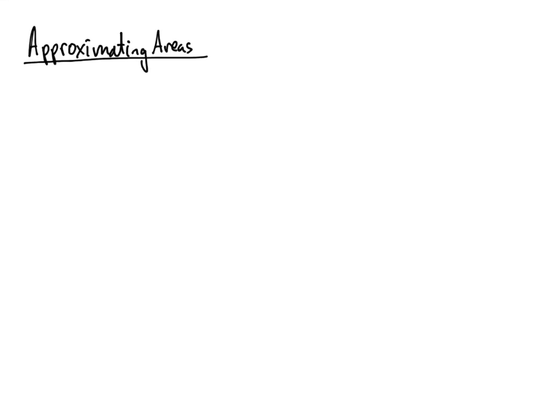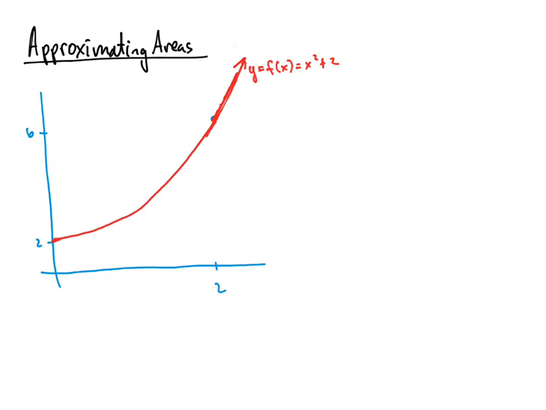In this video, we'll be talking about how we can approximate areas. And we'll begin by looking at an example. Suppose we have this function, f of x is equal to x squared plus 2. I've graphed this on the xy coordinate plane. The scale for the x and y are not the same, and you'll see why I did that as we go. But the idea here is we want to find the area.